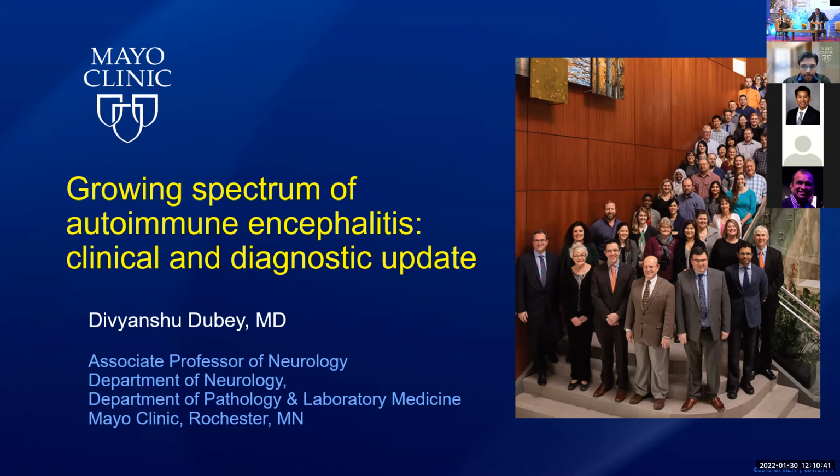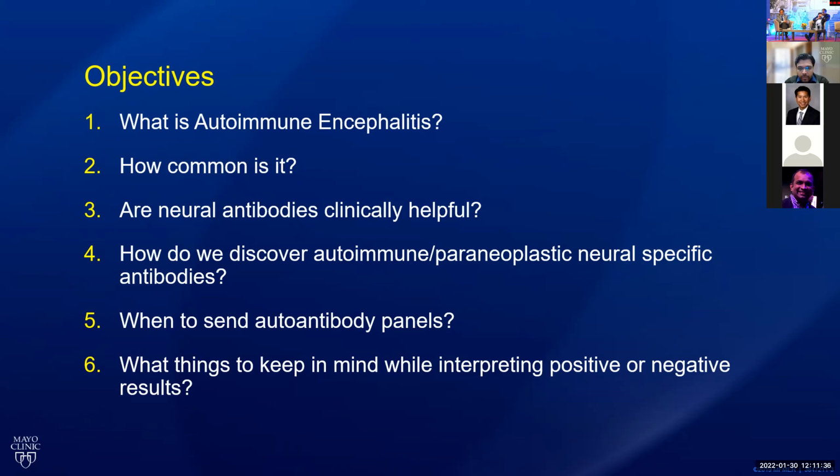So as we go through this talk, I'll try to describe what is autoimmune encephalitis. We'll discuss some epidemiology studies suggesting how common it is. Are the neural autoantibodies which we utilize on a day-to-day basis in our clinic clinically helpful? What are the different methodologies we use to discover these antibodies? And then which patients should we think about sending these antibodies for? And when we do send them, and we get a result back, how should we interpret it, a positive result or a negative result?